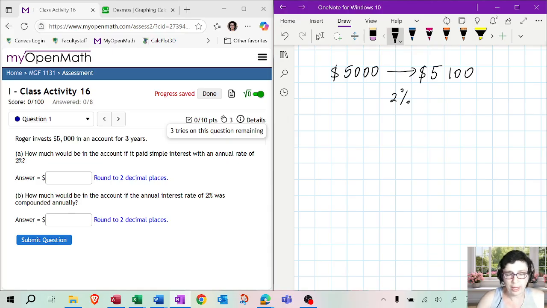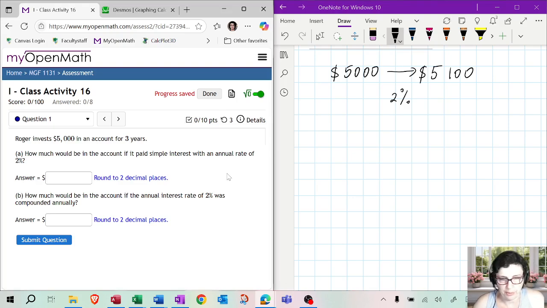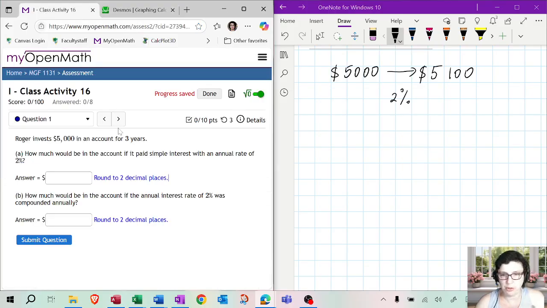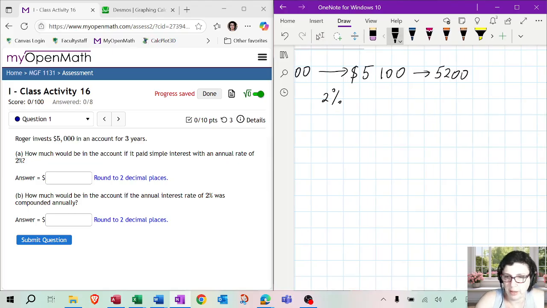What happens next with the simple interest? Well, the exact same thing happens. The interest is $100, and every year this $100 is added to the previous amount. So again, it's going to be 5,200, and then by the end of year 3, that's going to grow to 5,300.